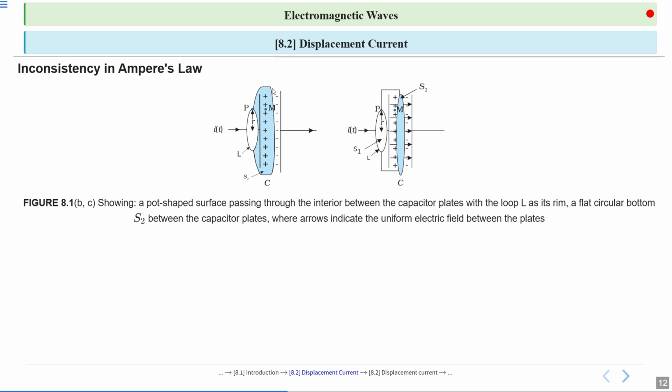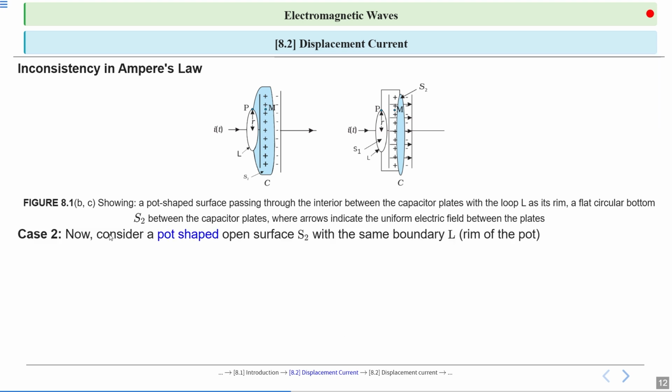So the bottom surface is placed inside the capacitor plates, its opening is outside the capacitor plates, where the arrows indicate the uniform electric field between the plates. So these arrows are representing the uniform electric field from the positive plate to the negative plate. Okay, you can see.